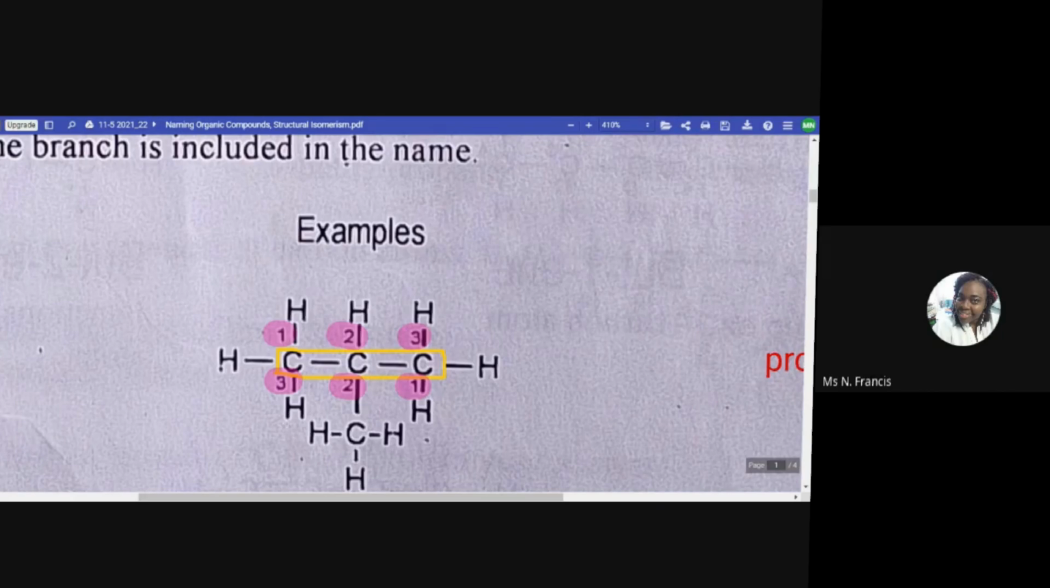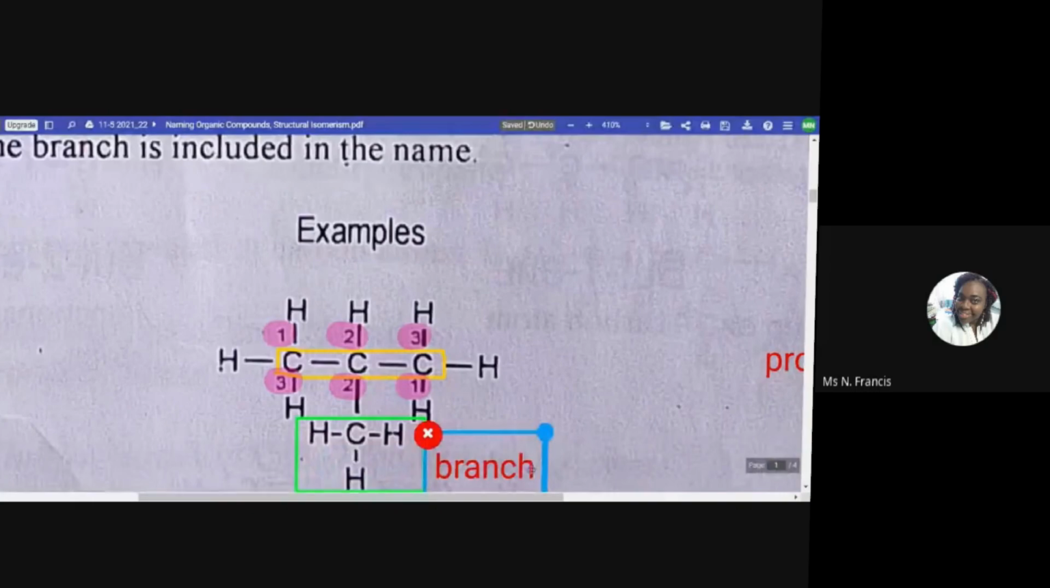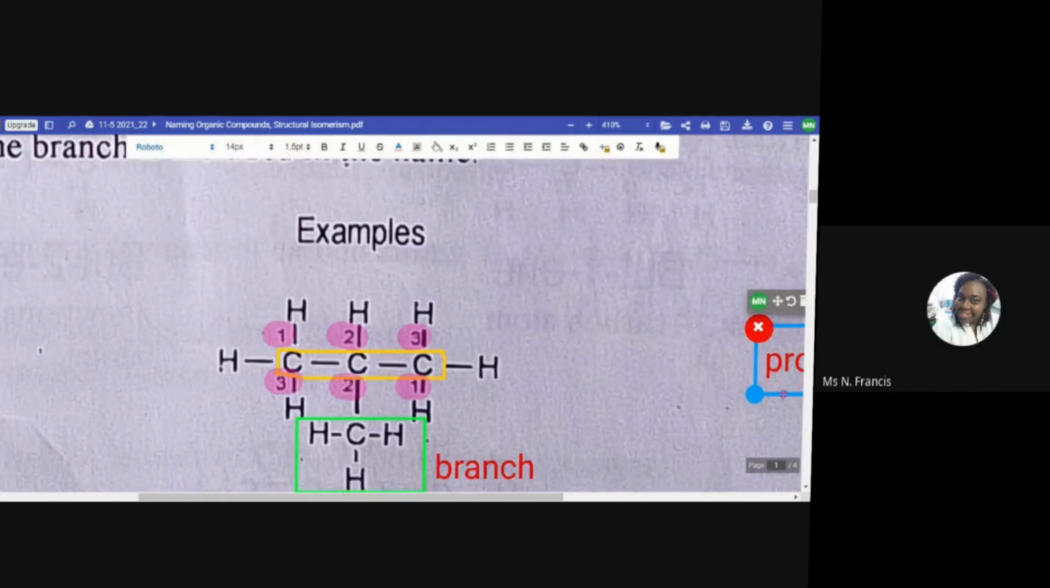So here I have my branch coming off like a pendant. I need to look at what my branch entails. My branch entails a single carbon atom with 3 hydrogens, CH3, which means that it's an alkyl group. An alkyl group that has a single carbon atom in it is known as methyl. So I'm going to continue with my name.